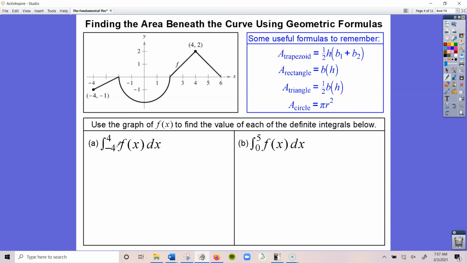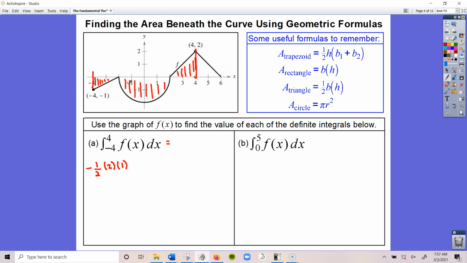If I wanted to find the area for this integral from -4 to 4, that is from here to here. And we see here that we have this triangle, this semicircle, and this other triangle. When we're calculating for this integral, since this triangle is below the x-axis, that means that it is a negative area. So we would put -1/2 times the base, which is 2, times the height, which is 1.